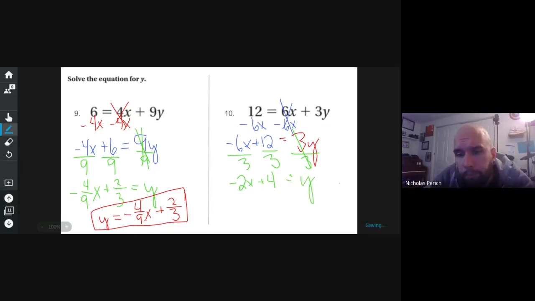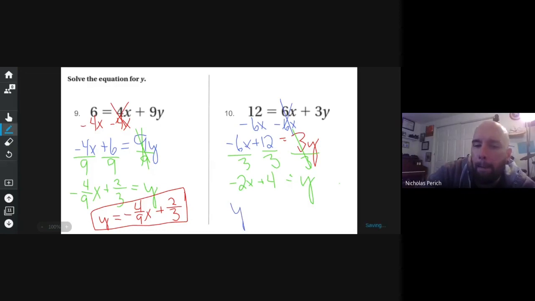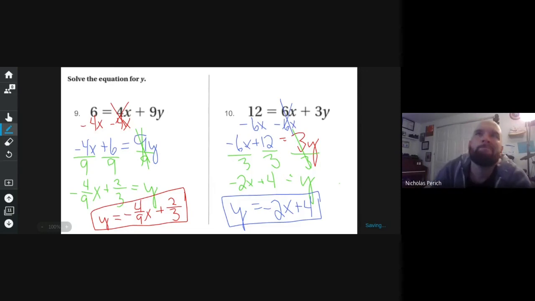Is y all by itself? Sure. Is it in the right direction? No. So flip it. Y equals negative 2x plus 4. Fun, huh?